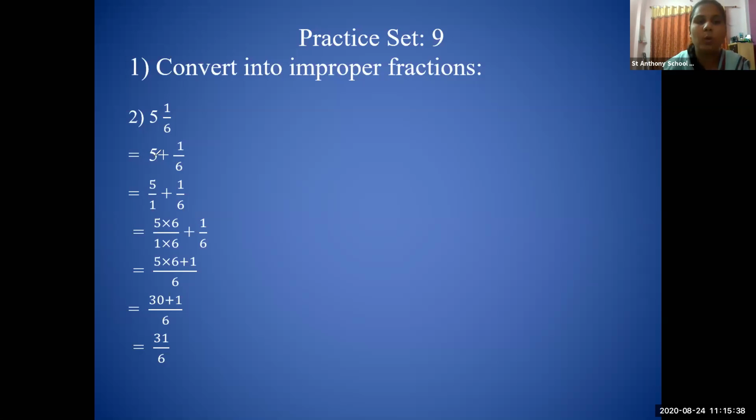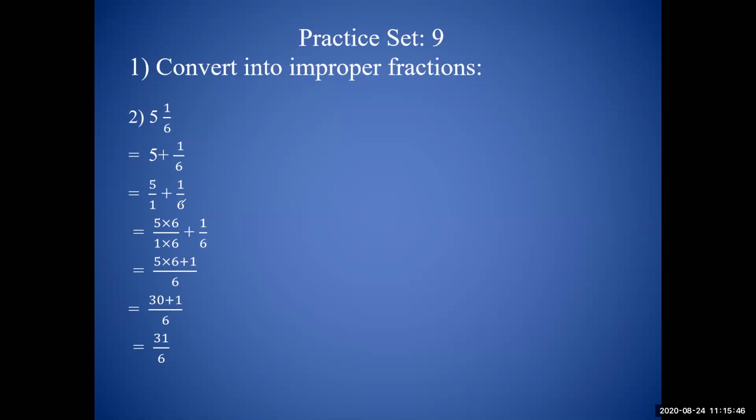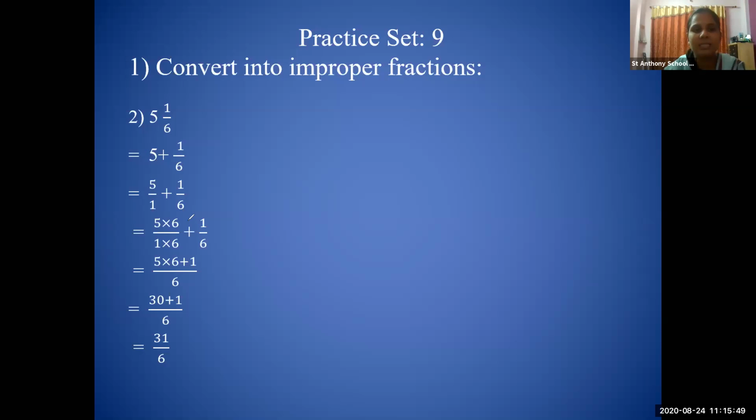Okay. Now I told you we can write 5 as 5 upon 1, plus 1 upon 6 remains as it is. Now what we are going to do is multiply this 5 by 6 and this 1 by 6 again. 5 into 6, 1 upon 6. Now why are we multiplying this 5 and 1 by 6? To get an equal denominator.